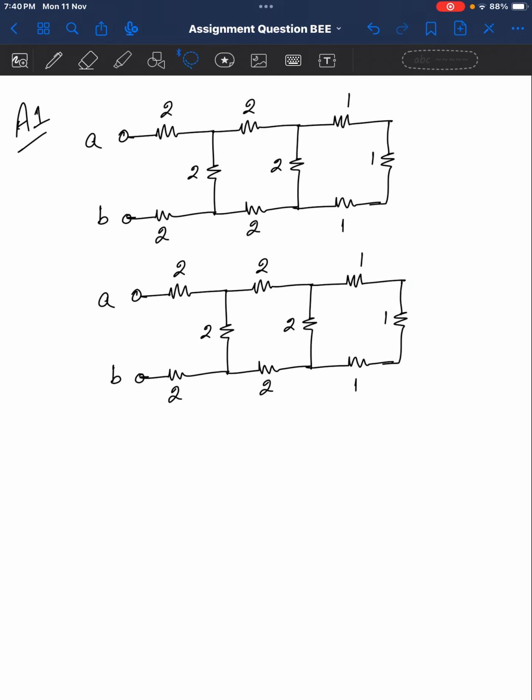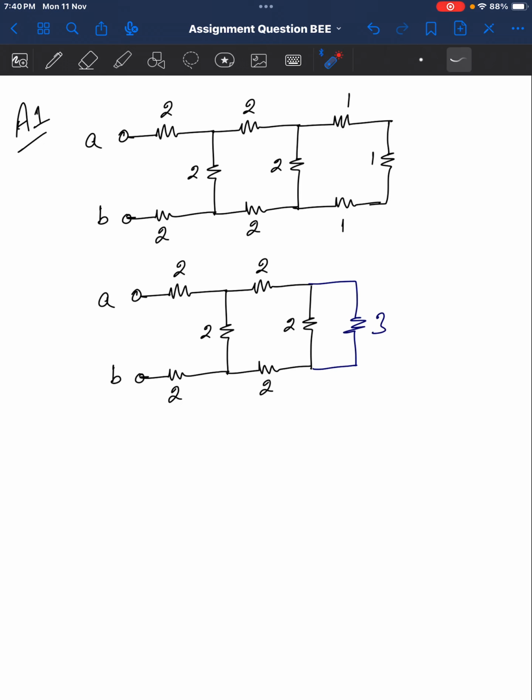Now in this picture, we will remove these three and we will redraw this with a single resistor like this. The resistance of this is 3 ohms.